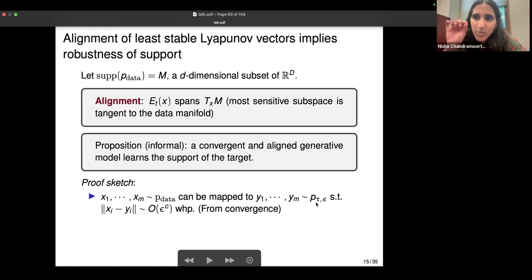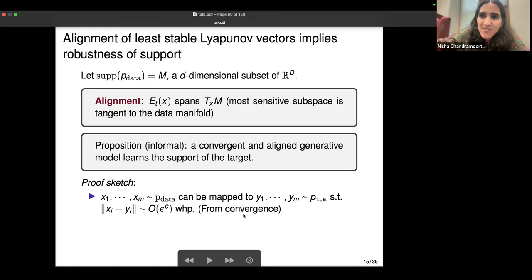Because if you have a perturbation and your model actually converges, these two distributions are small in Wasserstein distance. Corresponding to that, there is an optimal transport map. So this comes from convergence results. I have not proved them. I assume that the model is convergent. So this is what I assumed.